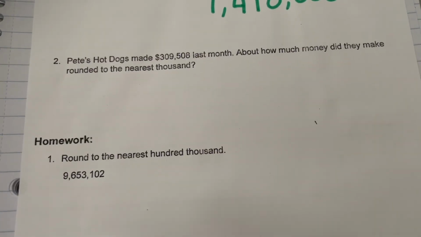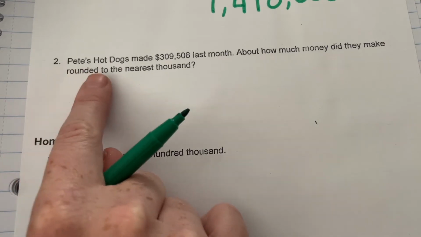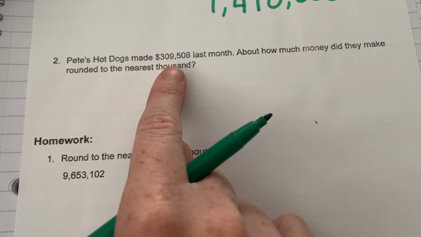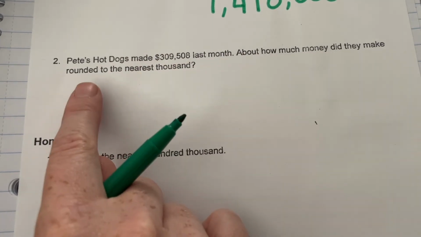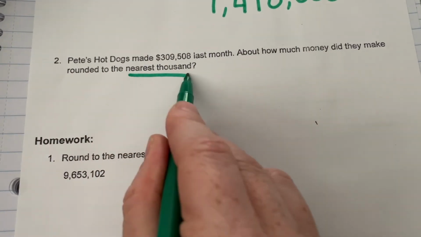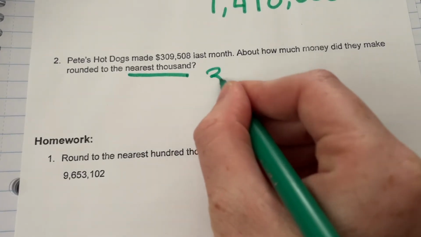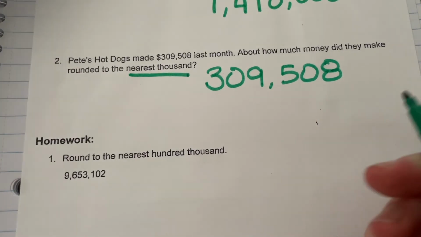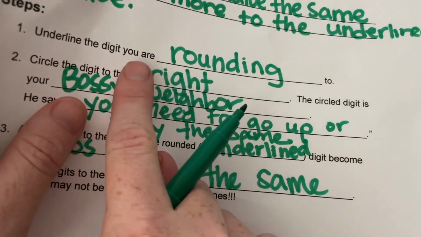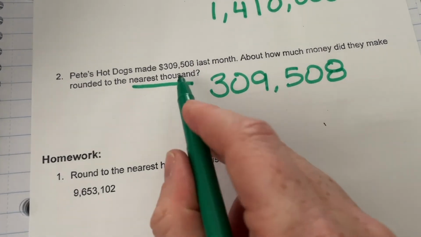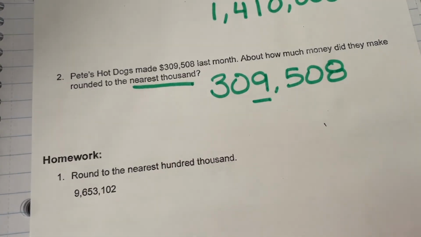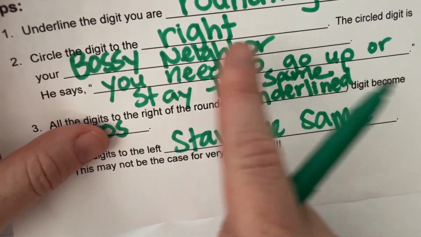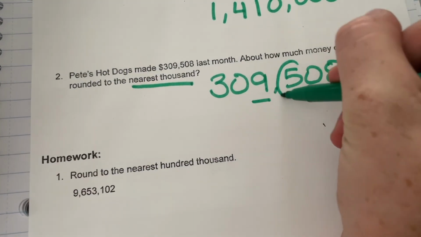Okay, step number 2 says Pete's Hot Dogs made $309,508 last month. About how much money did they make if they rounded to the nearest 1,000? So let's rewrite that number. Okay, I need to underline the digit I'm rounding to. So the thousands place, so I'm going to underline that 9. Okay. I'm going to circle the number to the right, that bossy neighbor. So I'm going to circle the 5.